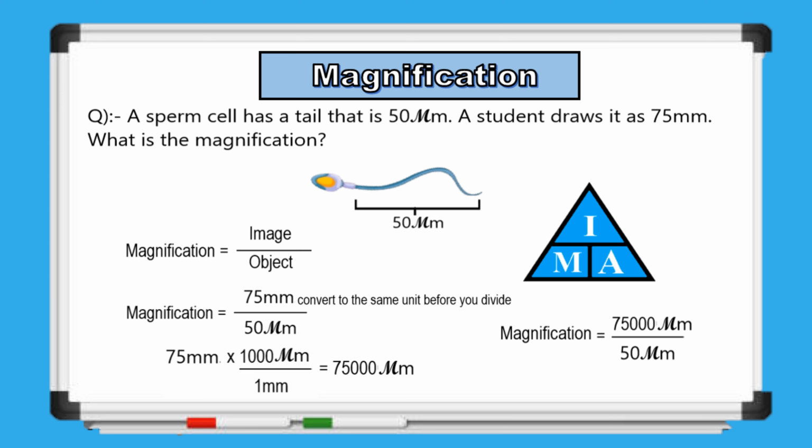Now, we can substitute these values into the magnification formula, which becomes magnification equals 75,000 micrometers divided by 50 micrometers, and we get the magnification of 1500 times, meaning the drawing of the sperm cell's tail is 1500 times larger than the actual size of the tail. In this way, you can apply this method to solve similar problems in the future.